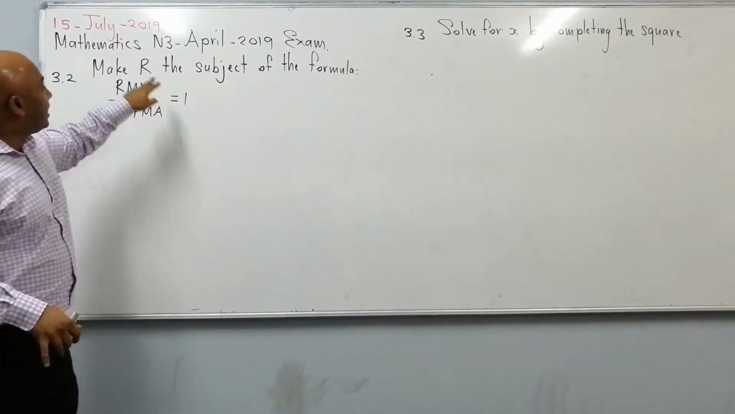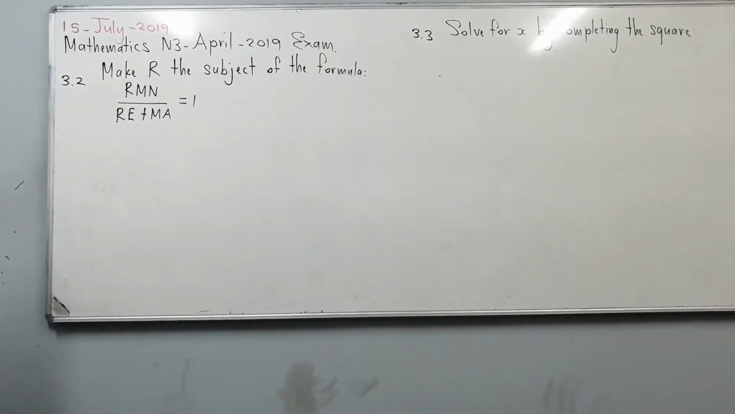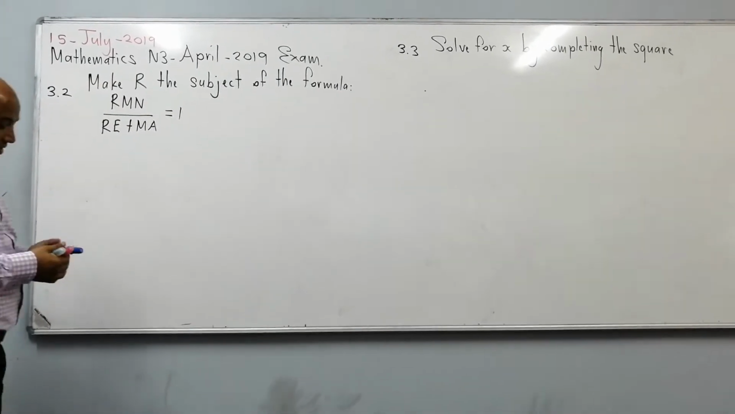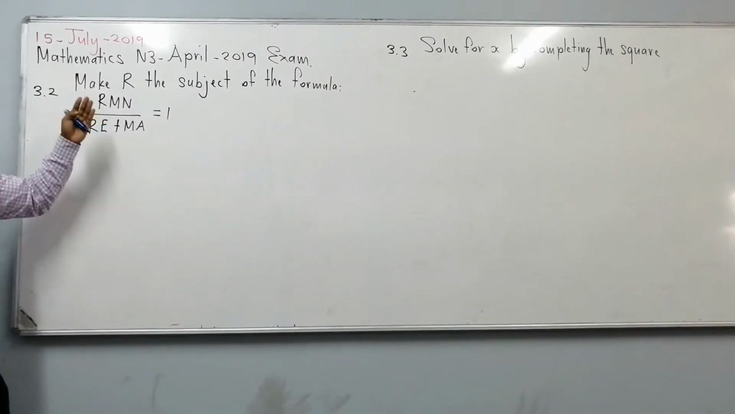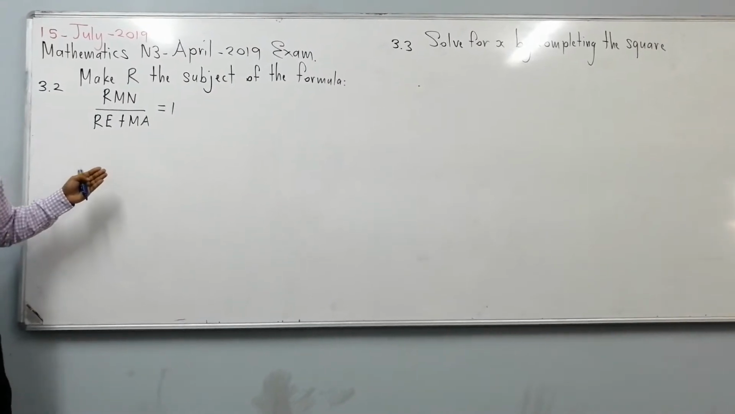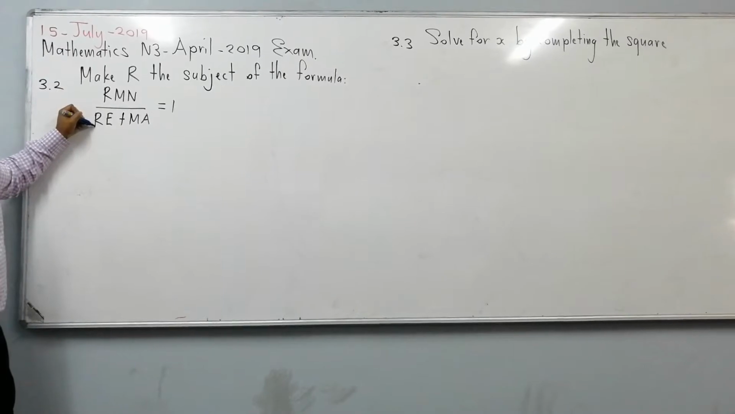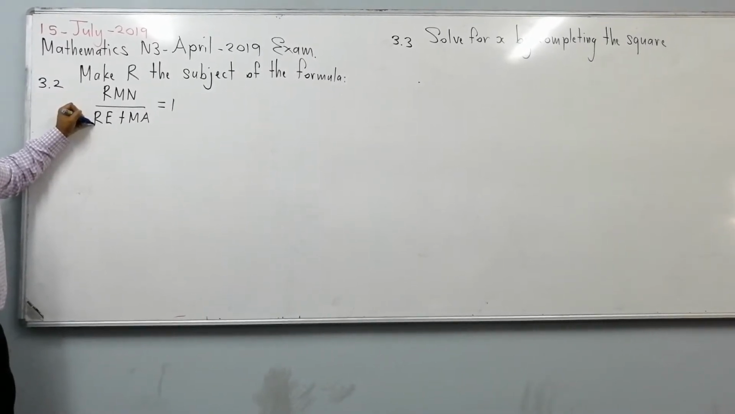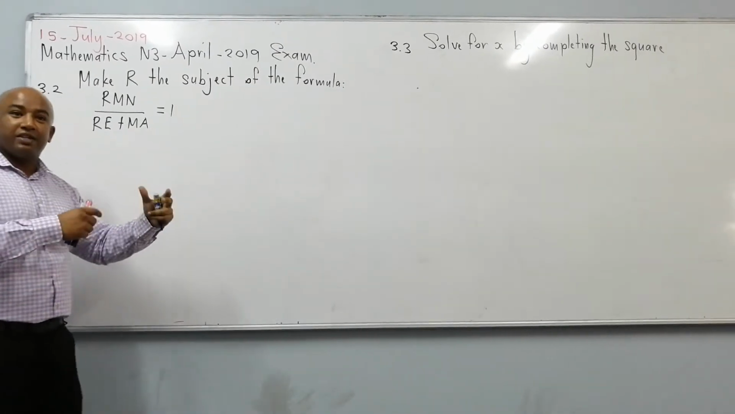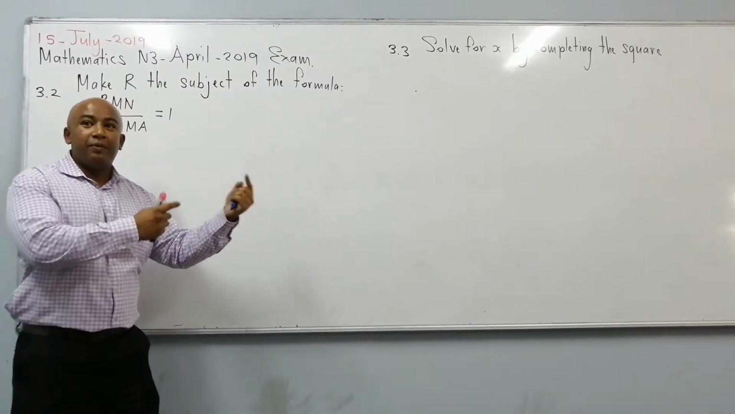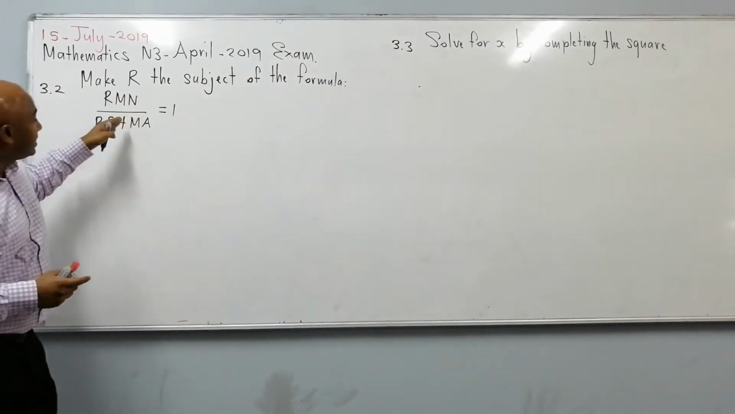The question is, make R the subject of the formula. Let's see what we can do here. If you look now, how many R's do you have? You have an R in the numerator and an R in the denominator also. If there's more than one R, we need to get the equation in a form where we can take out R as a common factor. You cannot cancel anything here.